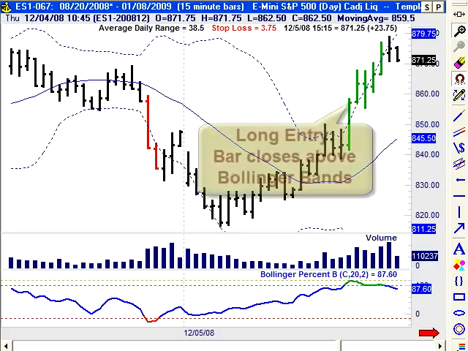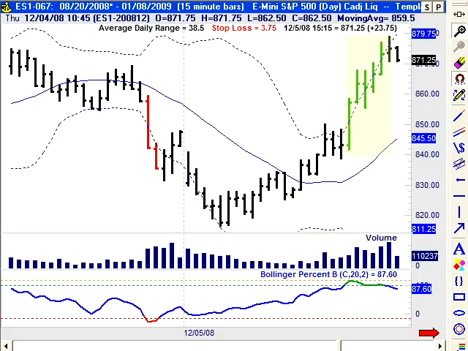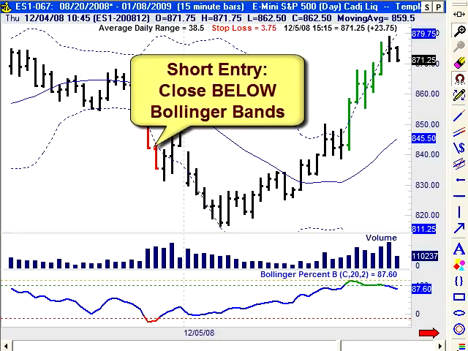The entry rules are simple. We want to go long when the current bar closes above the upper Bollinger Band. I colored all the bars that close above the upper Bollinger Band green. And in the same fashion, we enter a short trade. As soon as we see a bar close below the lower Bollinger Band, we enter with a market order.